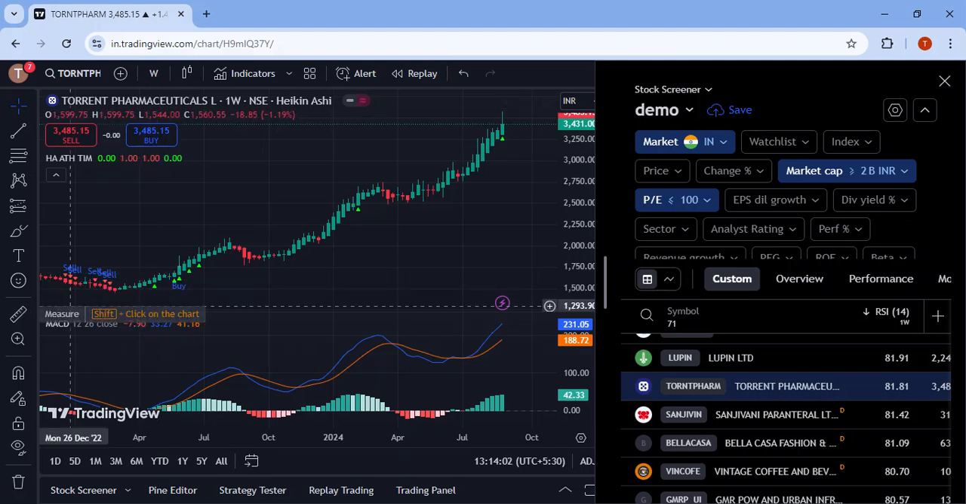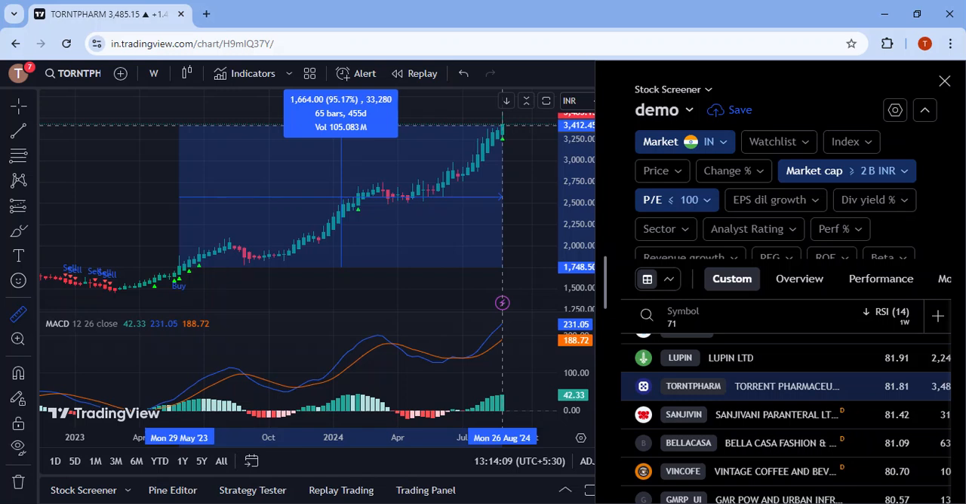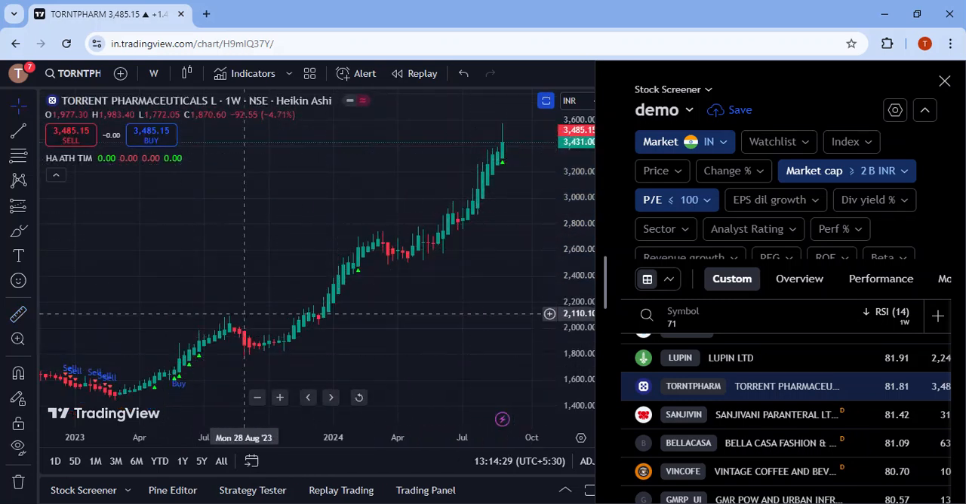So here you see there is a buy signal. Assume that you might have bought this stock using the indicator. In a little more than a year, you might have gained 95 percent or maybe 100 percent, whichever way you want to see it. So this is just an example of how you get benefit out of this indicator.